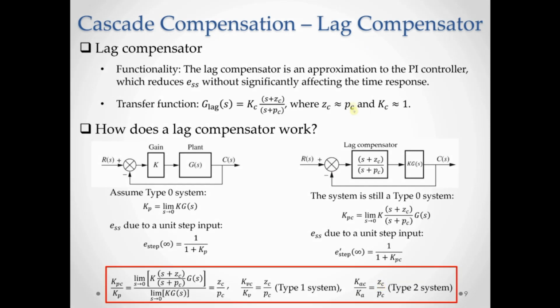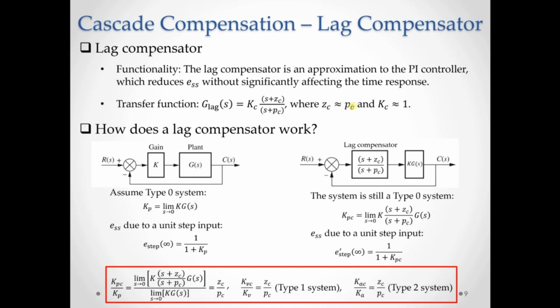So whether you're working with a type 0, type 1, or type 2 system, for a lag compensator to reduce the steady-state error, you just need to make the gain of the lag compensator Kc equal 1 and make Zc greater than Pc so that the static error constant of the system will be increased, which leads to the reduction in steady-state error. But making Zc greater than Pc contradicts one of the requirements that we introduced earlier for a lag compensator, which is that Zc has to be very close to Pc.